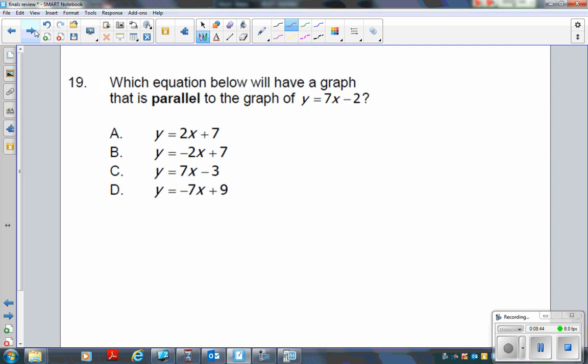All right, we're looking for something parallel. Parallel means it has the same slope. And the slope right here is 7. And there's 7 right here. Be careful not to pick D. That's a -7. So the answer is C.